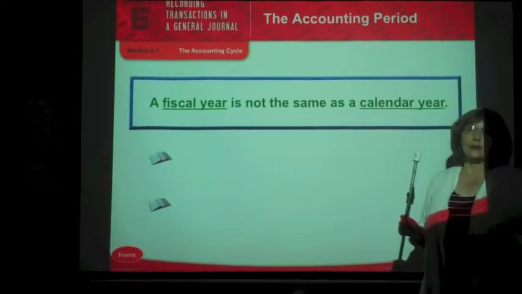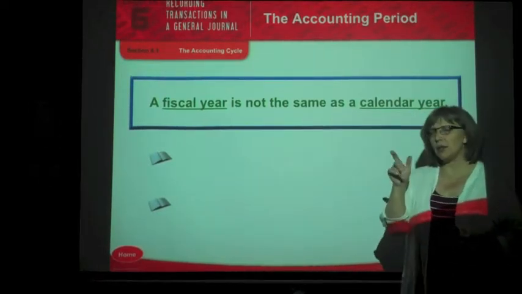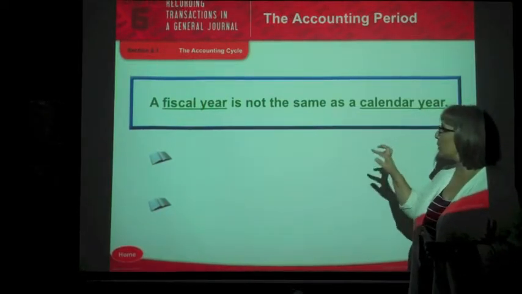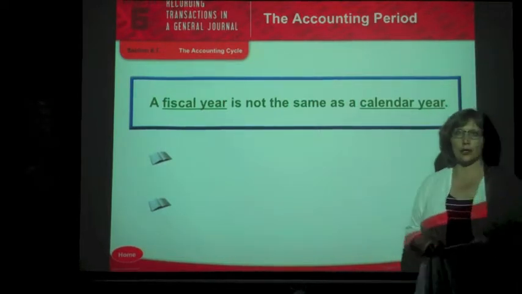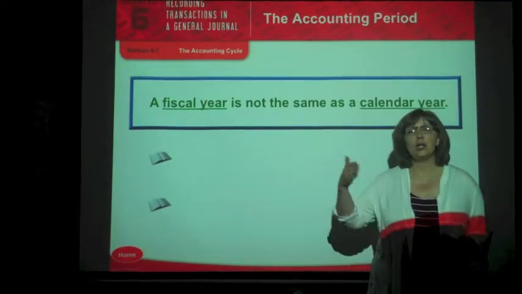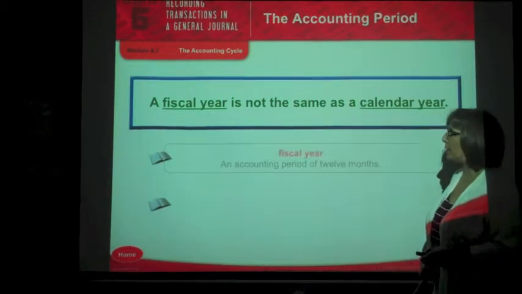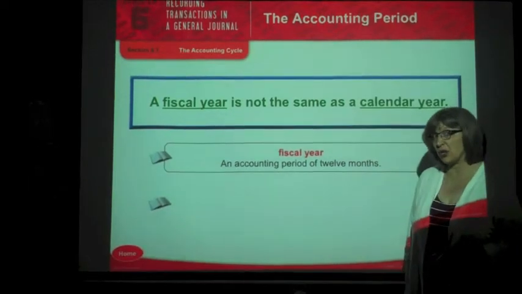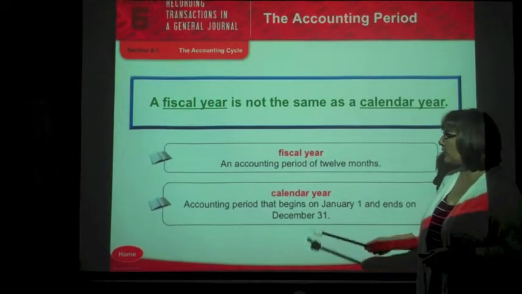Now, before we get into actually talking about journalizing, we are going to talk just a little bit about accounting periods, and you're going to need to know the difference between these two years. A fiscal year is not the same as a calendar year. A calendar year, as you can imagine, is from January 1st to December 31st. A fiscal year, however, is an accounting period of 12 months, but it doesn't have to start on January 1st. Here's our definition of calendar year.